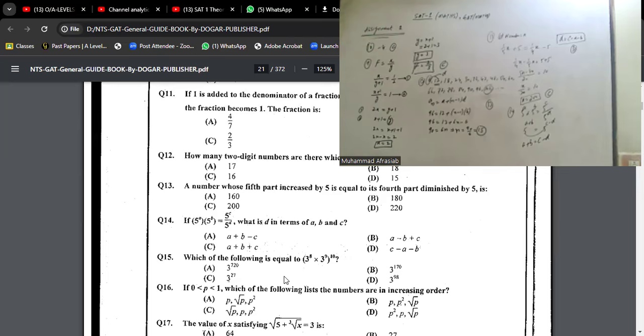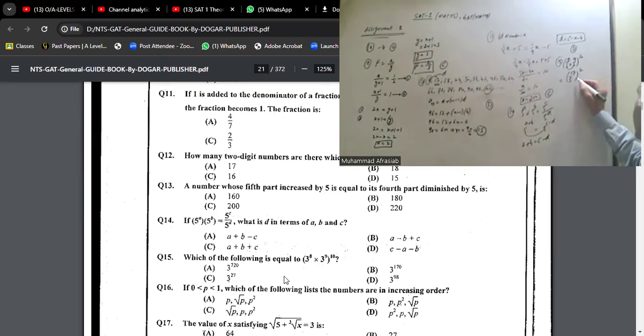Which of the following is equal to (3 power 8 into 3 power 9) whole power 10? Since these two bases are the same, the powers will be added. 8 plus 9 is 17, whole power 10.